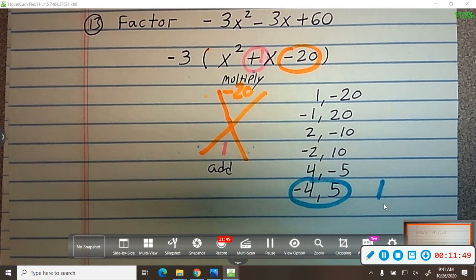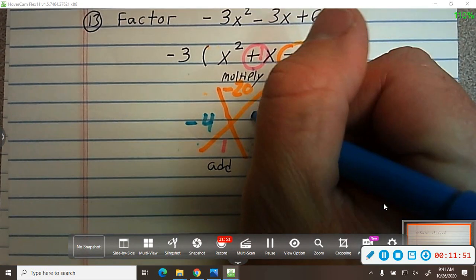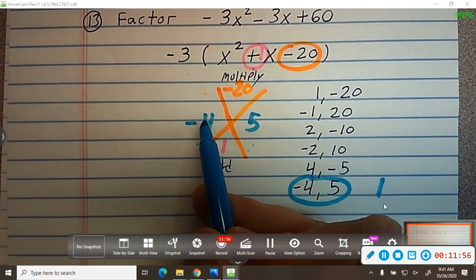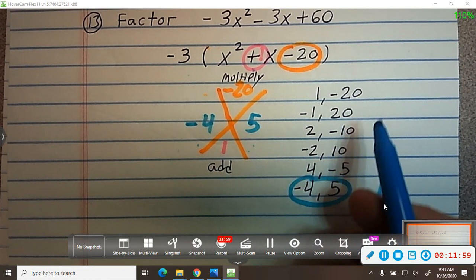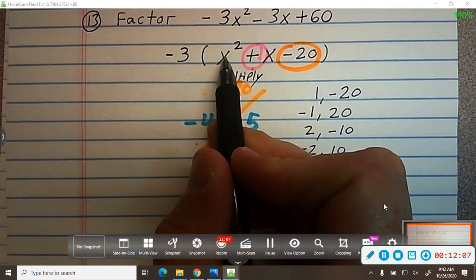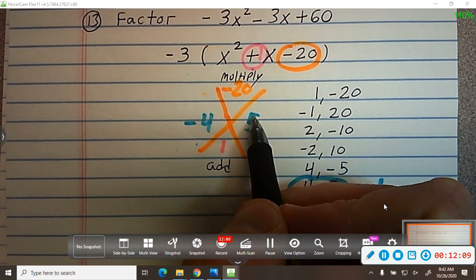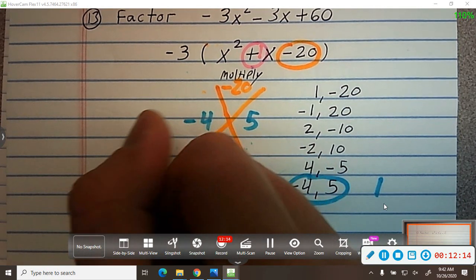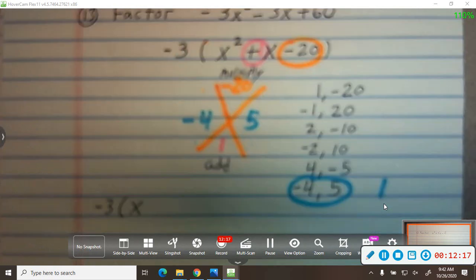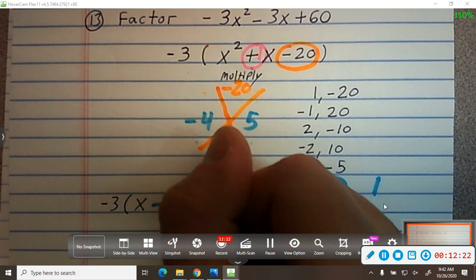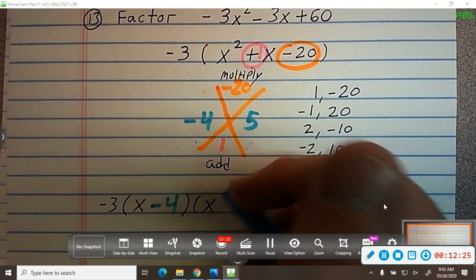From there, I'll put negative 4 and positive 5. So negative 4 times positive 5 is negative 20. Negative 4 plus 5 is 1. You don't have to do this work on the side if you're really good at multiplication. So putting all that together, I would have x minus 4, x plus 5 with the negative 3 out front. So it'd be negative 3, x minus 4, and then x plus 5.